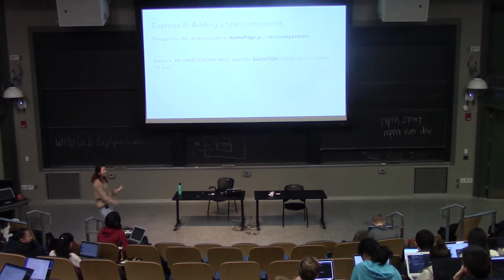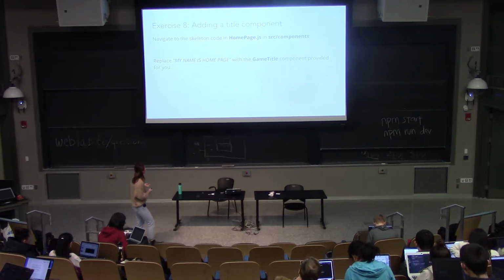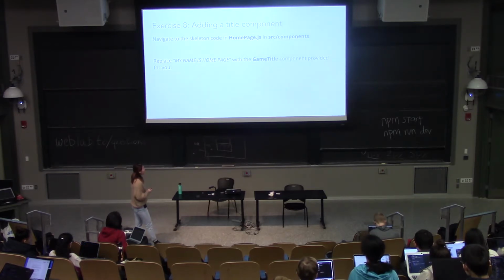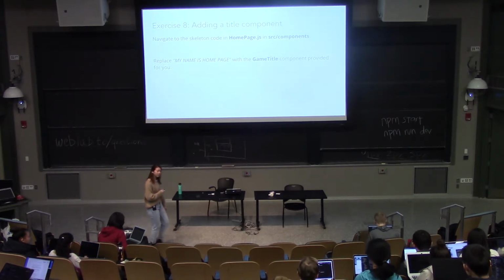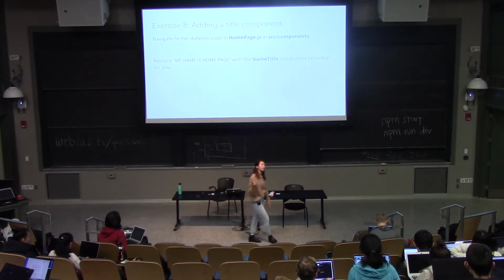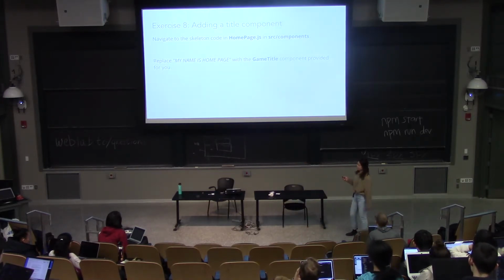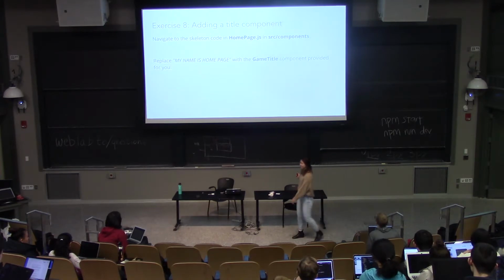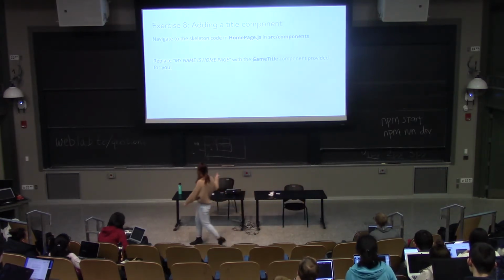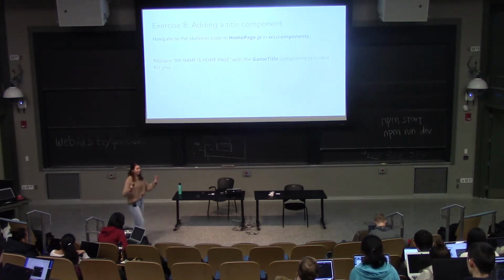We're just going to add a title component. So let's go to homepage.js in source components and replace that string, my name is homepage, with a game title component provided for you. You can see that we've imported it at the top already for you, and we've also already written the game title component. If you want to take a look at it, it's very short. It's just a string and a div. You'll know this works if you go to your localhost 5000, and it's going to be really big. It's going to say React Snake.